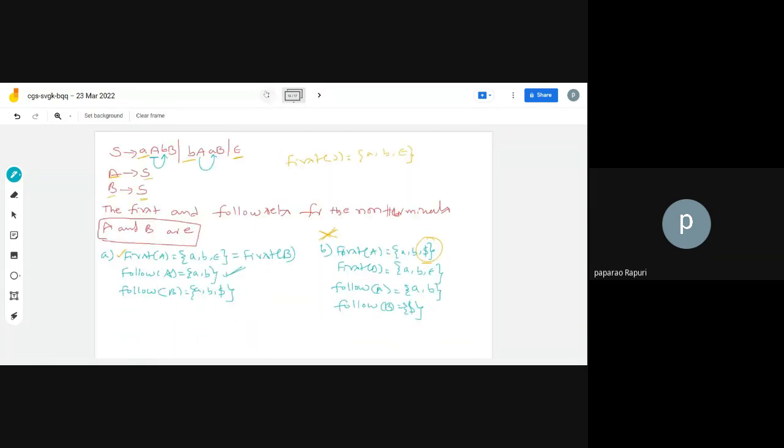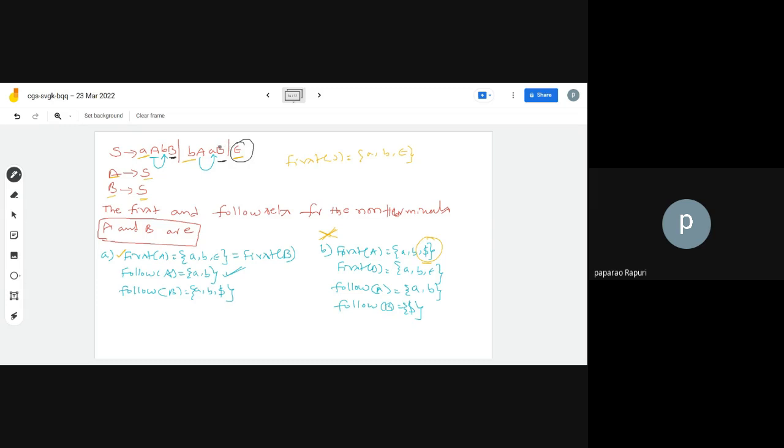Okay, coming to the follow of B. From the follow of B, here it is the end symbol, here also it is the end symbol, here it is the end symbol, and here it is also the end symbol, and it is producing epsilon. For those cases we need to consider.